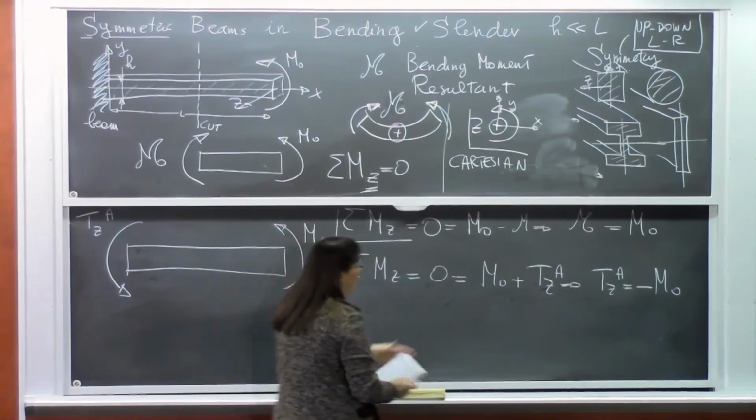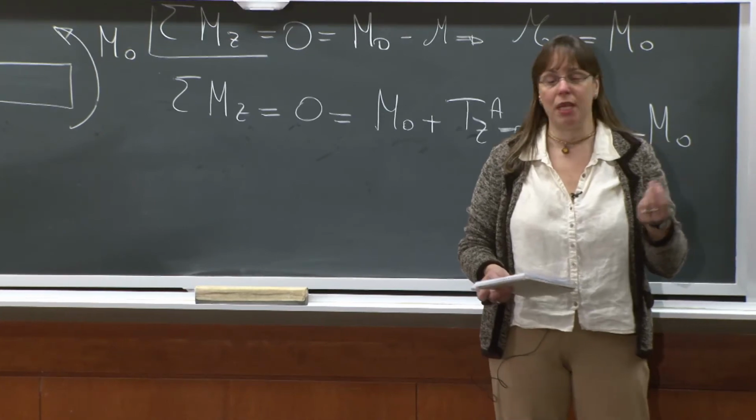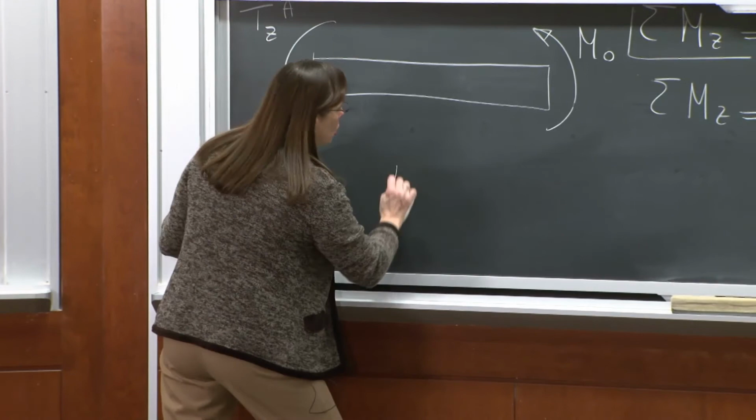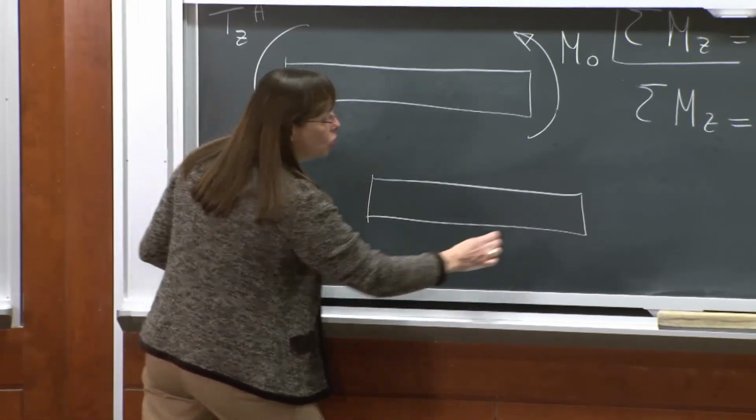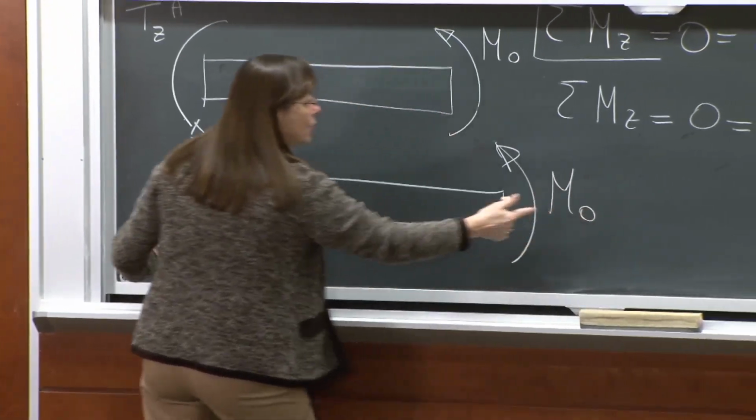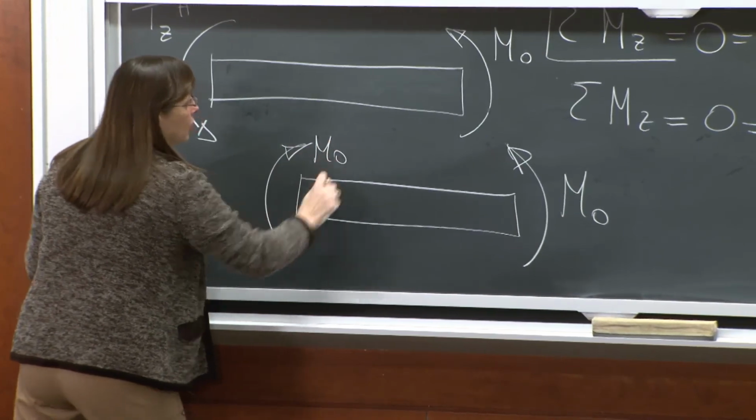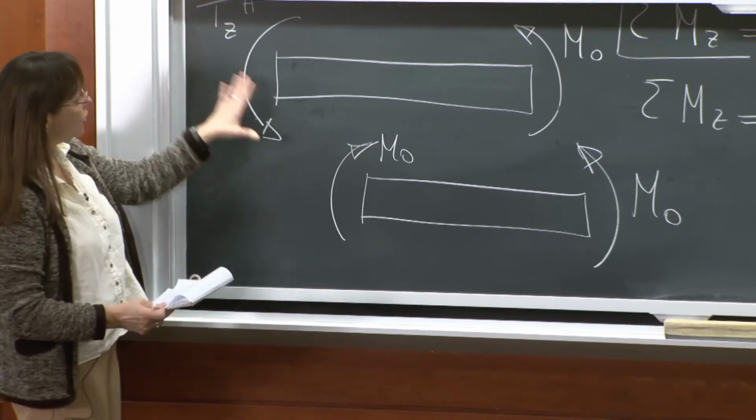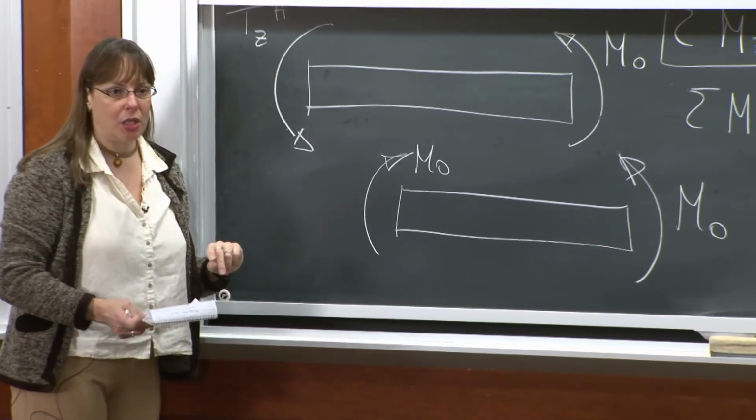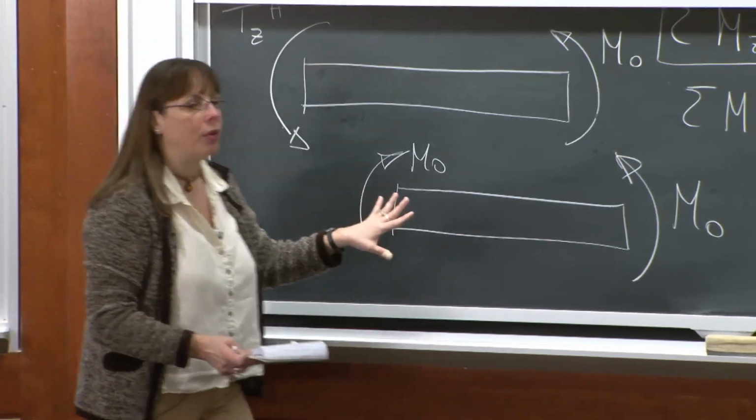So I find that my TZA has a minus sign, which means that in reality, it must go opposite to the way I drew it. So my solution, no real big surprise, tells me that if I apply M0 here, the support must also give me M0. And the fact that I find it with the minus sign means that the reaction at the support was going opposite to the positive sign convention. Okay? This is really straightforward stuff, right?